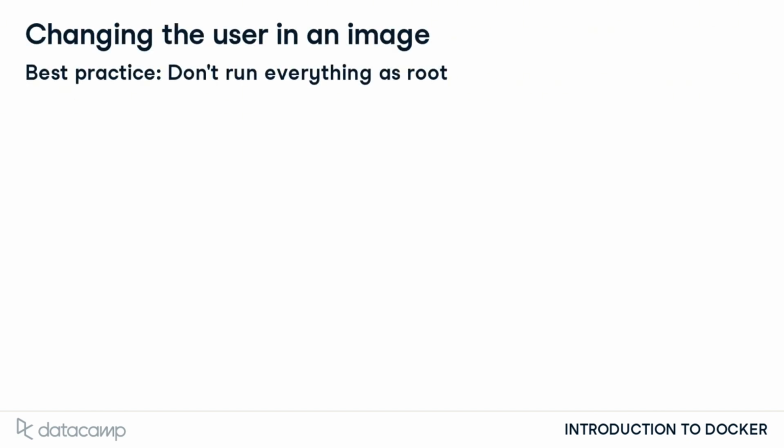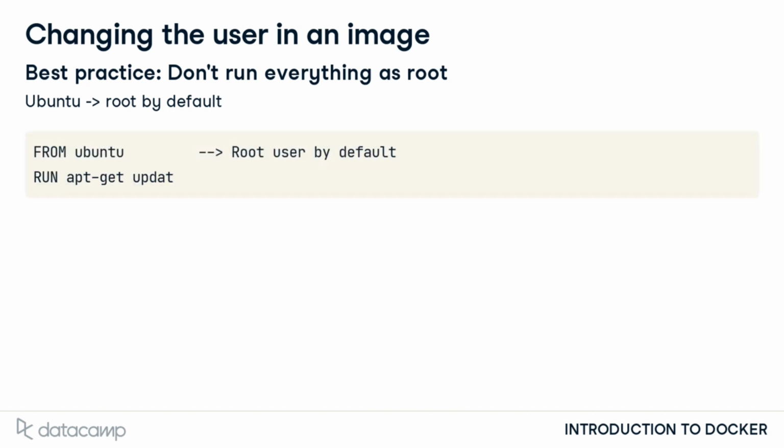When writing Dockerfiles, we should follow this best practice and not run everything as root. The image we start our Dockerfile from will determine the user. For example, the Ubuntu image uses the root user by default. Any RUN instructions we put in a Dockerfile starting from Ubuntu will be run as root. This has the advantage that all folders are accessible and we won't get errors about permissions when installing anything. However, it is unsafe as all instructions will run with full permissions.